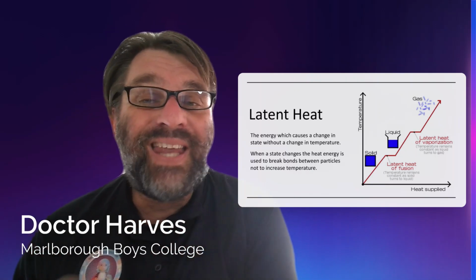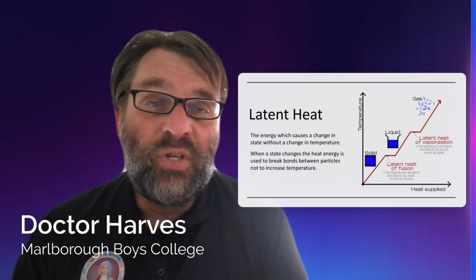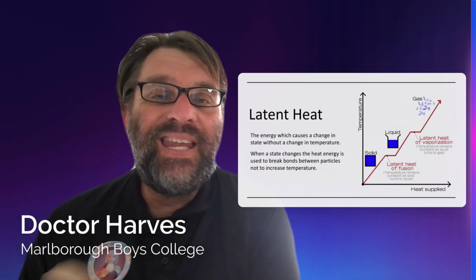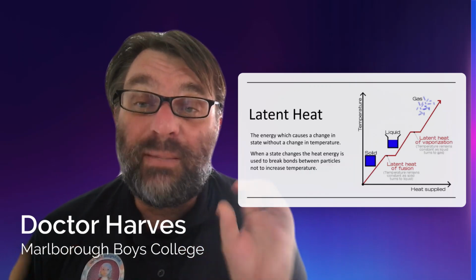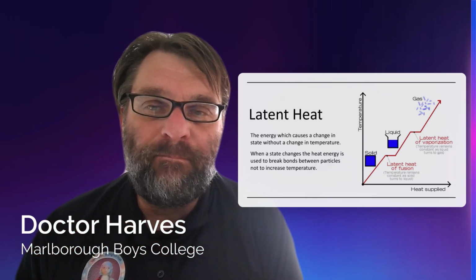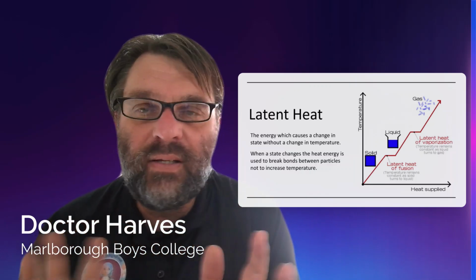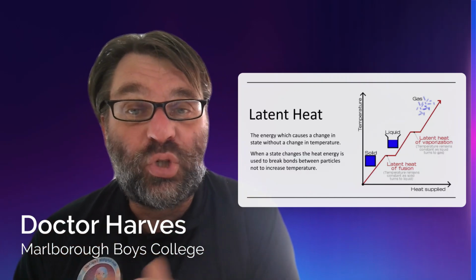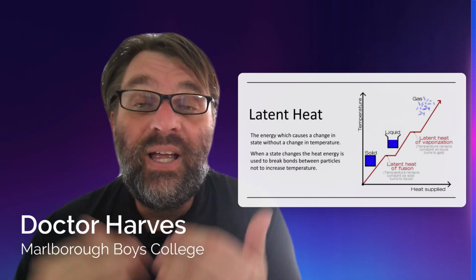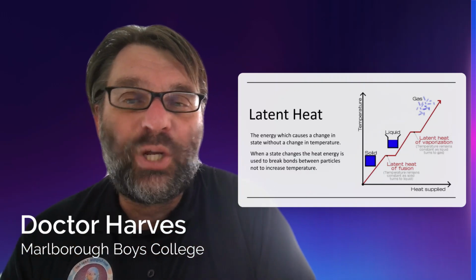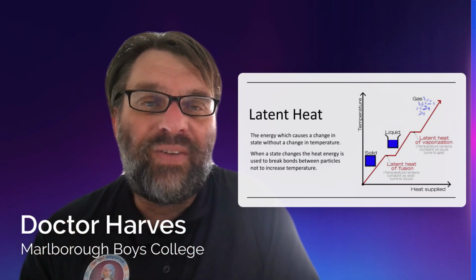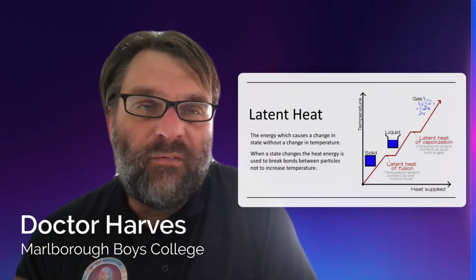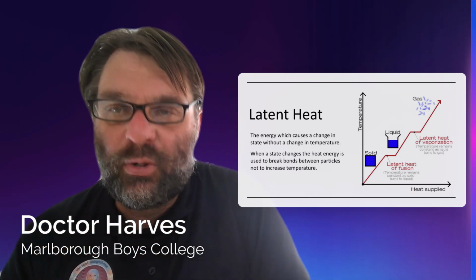So when a substance changes state, say from a solid to a liquid, then the heat energy is actually used to break the bonds between the particles. So the particles are not moving faster, there's no increase in kinetic energy, so there's therefore no increase in temperature. All that heat energy is being used for is to break the bonds between the particles. And there's two kinds of latent heat we're going to look at today: the latent heat of fusion and the latent heat of vaporization, as you can see from the diagram there.